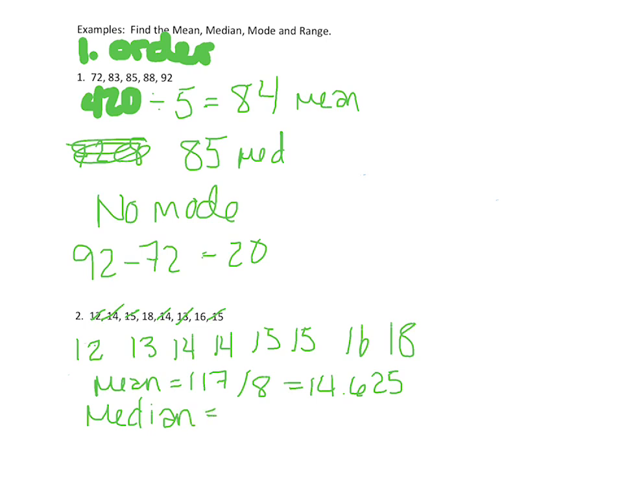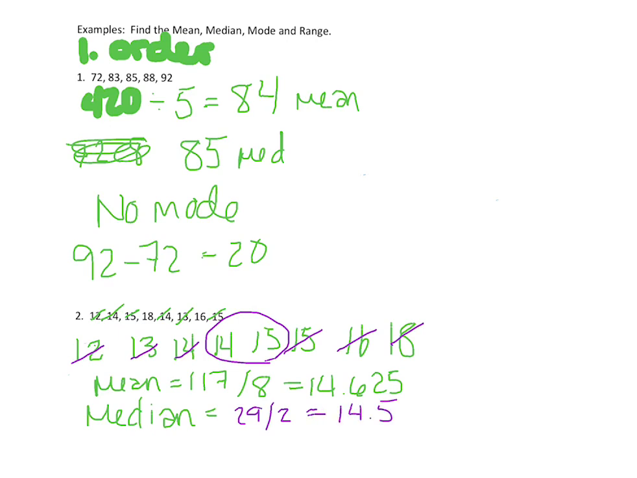My median, remember, is my middle number. Because I have a big number of them here, I'm going to go ahead and cross them off as I check them. So 12 with 18, 1 to 1. 13 with 16, 1 to 1. 14 with 15, 1 to 1. So I have 2 in the middle there. So I add the 2 together and divide by 2. So that's 14 plus 15 divided by 2, which is 29 divided by 2, 14.5.